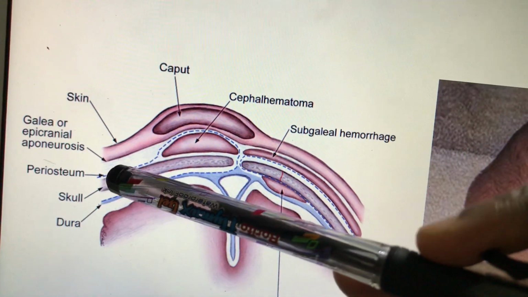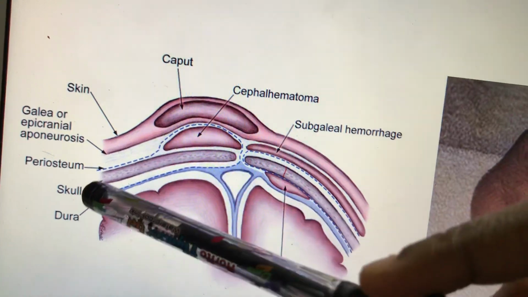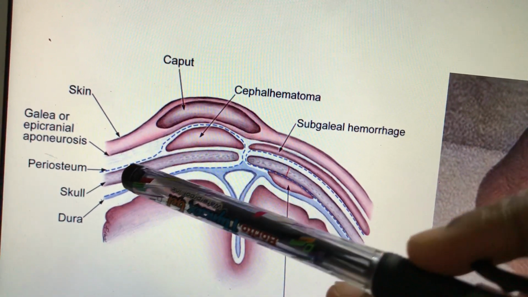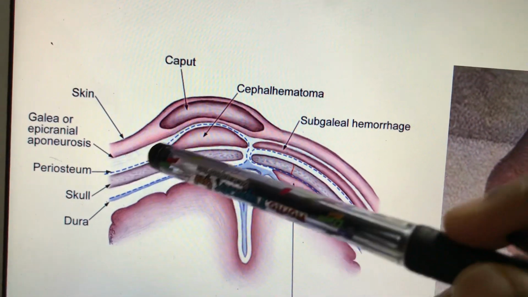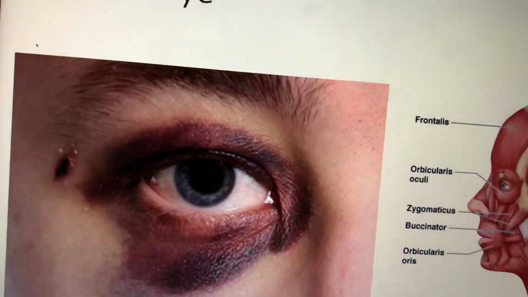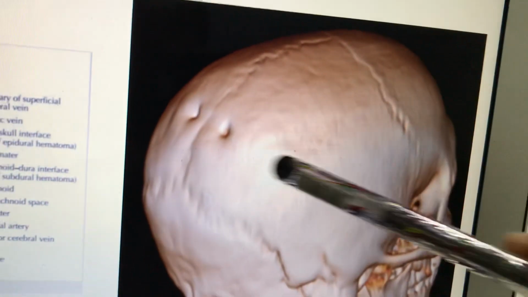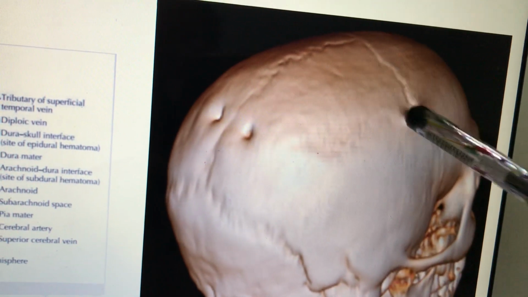You see this layer, that is the last layer called pericranium. This above the bone is called pericranium. This pericranium means the tissue outside of the bone. This pericranium dips down the sutural lines. You can see the sutures. See, look at the sutures. This pericranium goes and dips down here, and it goes and dips down here.